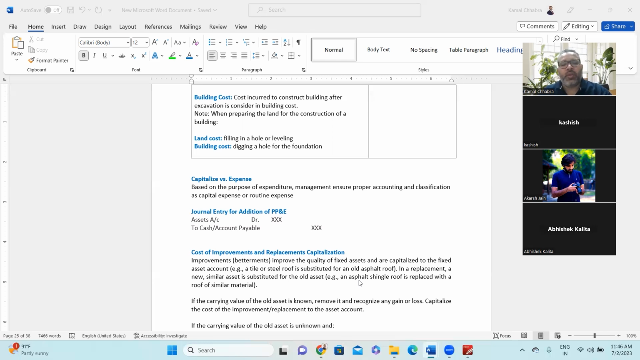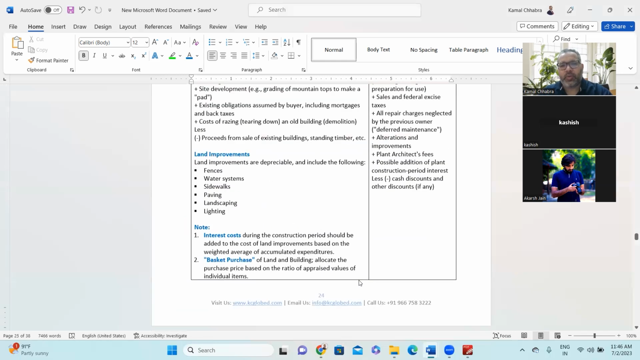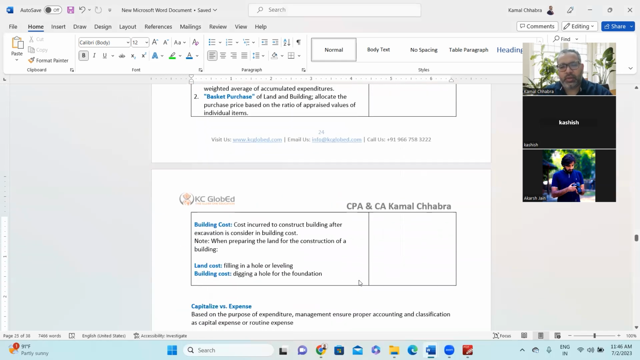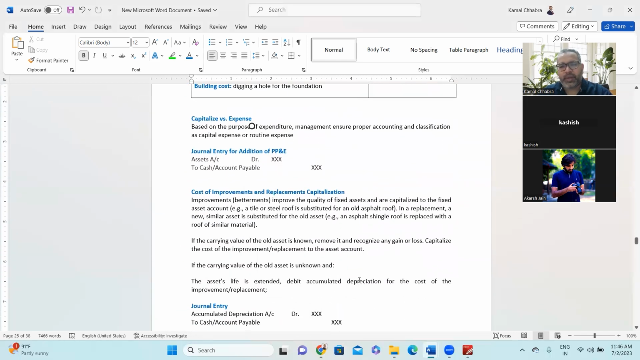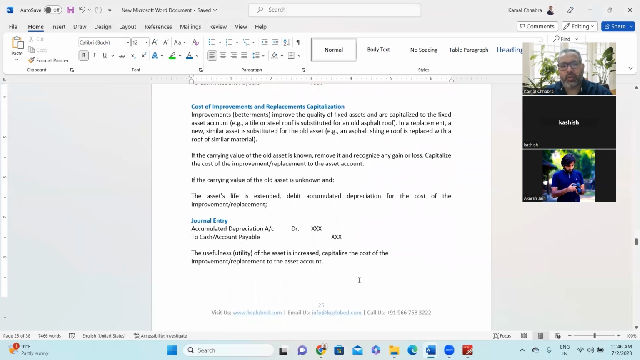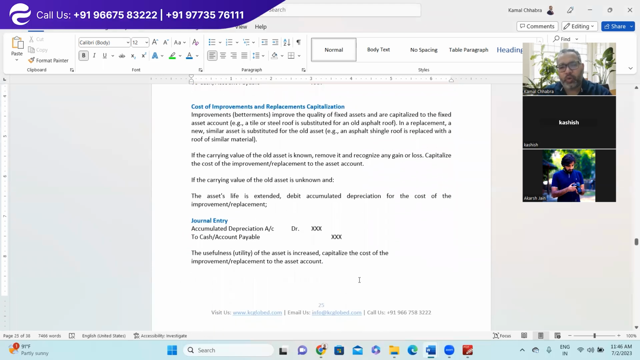Right? So first we discussed the cost part. Then we discussed the capital and expenditure part. Now we are jumping onto the cost of improvement and replacement capitalization expenditure. So what is cost of improvement? Any idea?